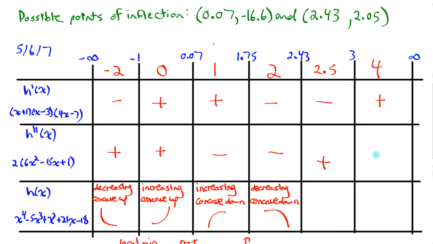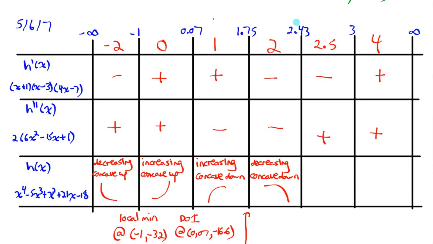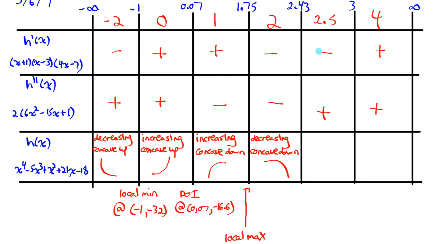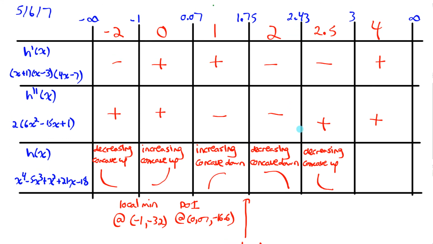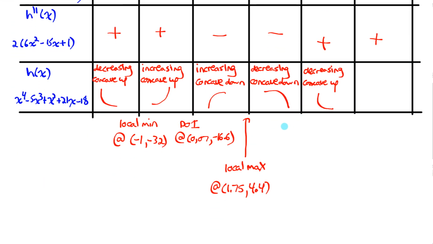So with all this information, we can comment on what's happening to the original function in these intervals. In the interval between 2.43 and 3, the original function is decreasing, and it's concave up, and I know that because the second derivative is positive. So a decreasing function that's concave up, that looks like this. And notice at the x value of 2.43, there's a change in concavity. The function was concave down before, concave up after. So that means that there is a point of inflection at that x value, POI, at 2.43.